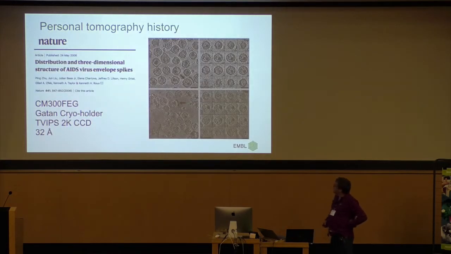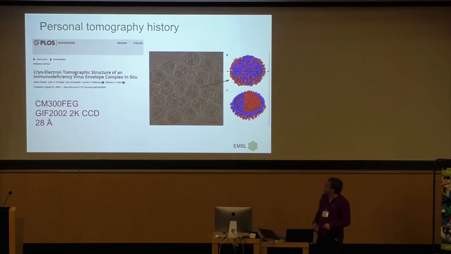And then disaster struck, because suddenly there was a paper from Florida State University. The microscopist was Leeuw. And they more or less got a structure on a CM300 FEG with a Tietz camera, 32 angstrom resolution. Then it got even worse, because then Steve Fuller and Julia Zanetti and John Briggs also had something. They had different structures, by the way, but that was a different story. That was also on a CM300 with a GIF 2002 2K CCD, 28 angstroms.